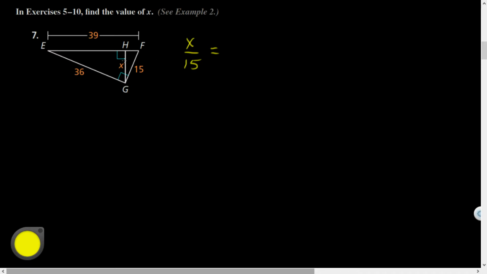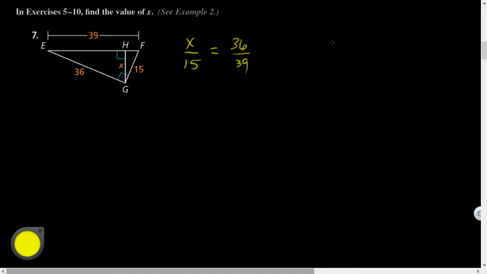X was the long leg of the little guy, so I have to compare it to the long leg of the big guy. That'd be the same as 36 over the hypotenuse. 15 was the hypotenuse for the little guy, so 39.